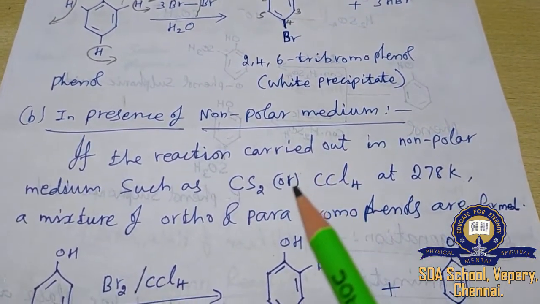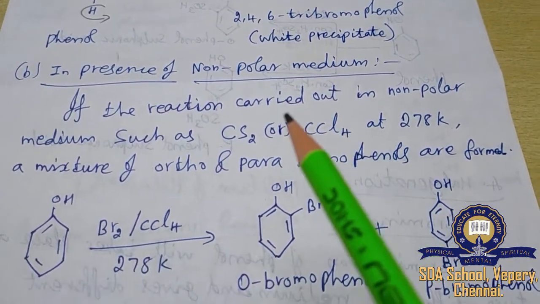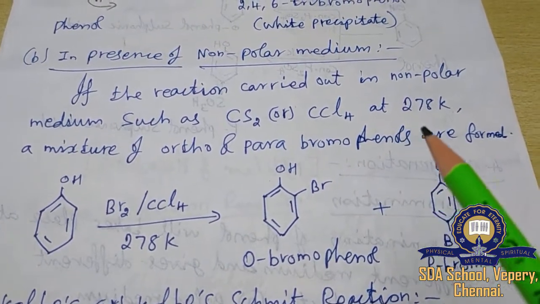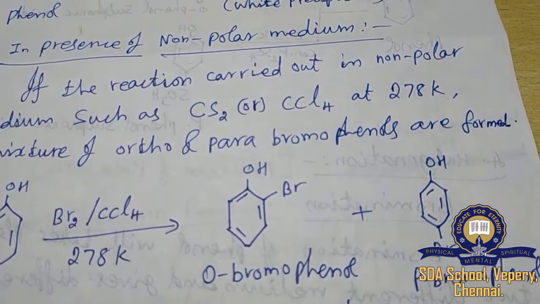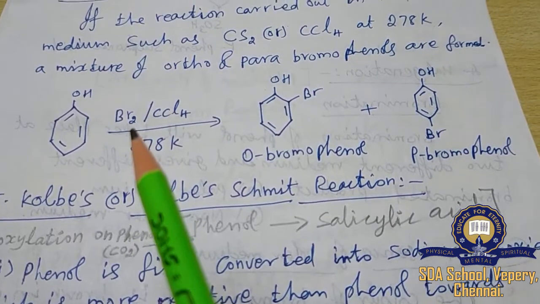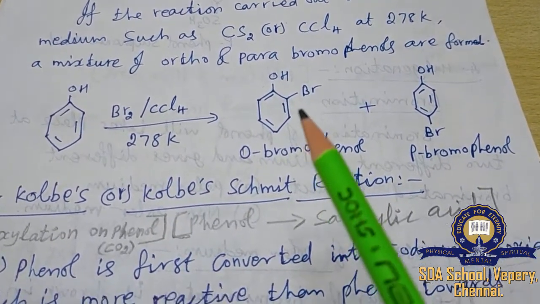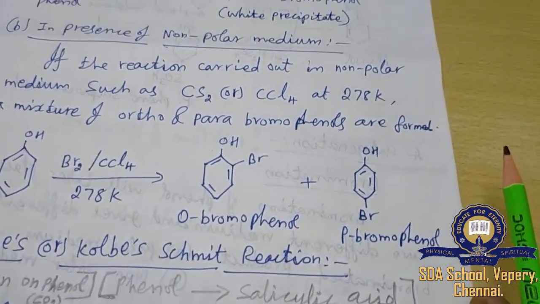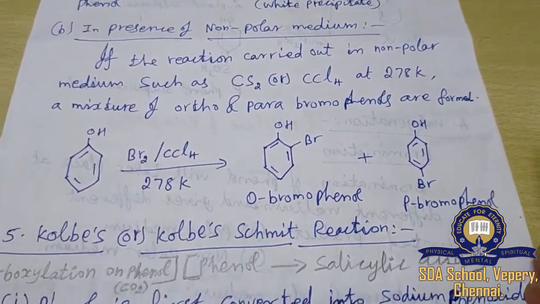Next one, the bromination of phenol in the presence of a non-polar medium, such as carbon disulfide or carbon tetrachloride, at 278 degree Kelvin. A mixture of ortho and para bromophenol is formed. Listen, phenol and bromine in carbon tetrachloride at 278 degree Kelvin will give the ortho isomer as well as the para isomer. So this is the reaction, bromination on phenol in two different media.